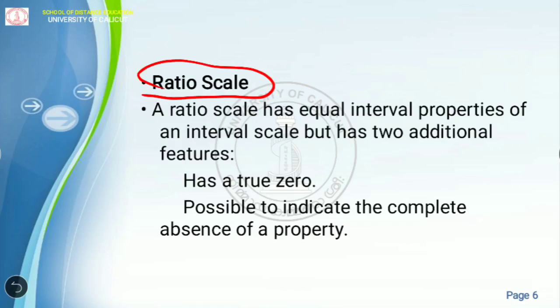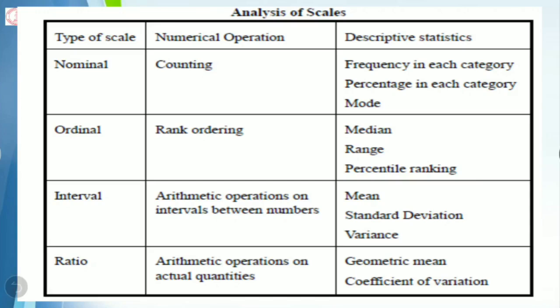And the ratio scale. This is a very relevant scale in research, especially social science research. The ratio scale has the equal interval properties of an interval scale, but the speciality is that it has a true zero, an absolute zero, and it is possible to indicate the complete absence of a property. That is the specialty of the ratio scale.